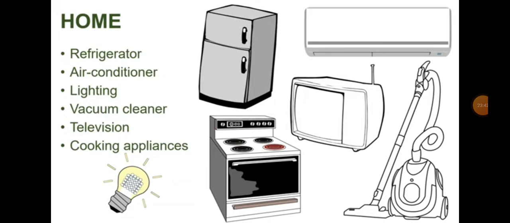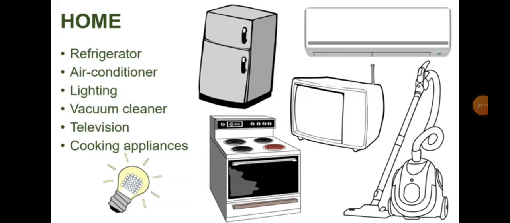In our refrigerator, we have compressors. Also in the air conditioner, we have compressors. These compressors are run by power electronic converters. In lighting applications, all of us are nowadays moving towards LED lighting. LED lights are driven by power electronic drivers. Vacuum cleaners are also supplied by power electronic converters.